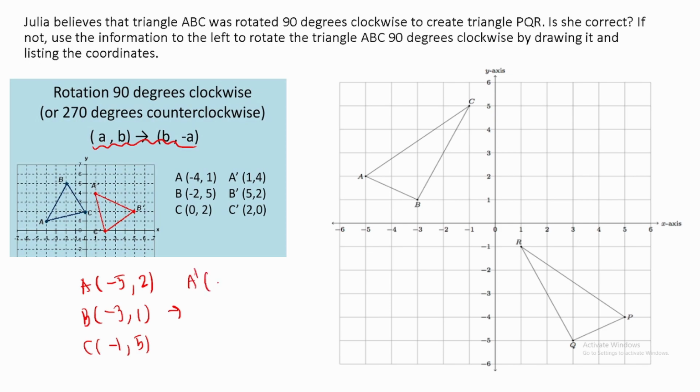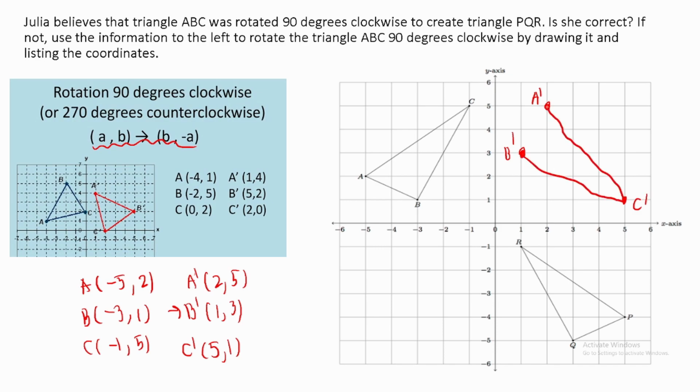So A prime will be 2, 5. B prime is 1, 3. And C prime is now 5, 1. We just graph these, 2 over, 5 up. We get A prime. B is at 1, 3. That is B prime. And C is at 5, 1. And C prime. Connect those. Sorry that my drawing's not perfect. And there we go. That is our rotated triangle. So this is rotating like that, rotating 90 degrees clockwise. All right.